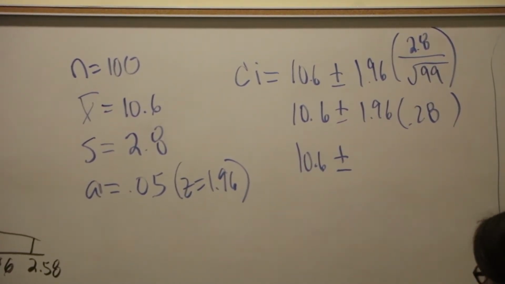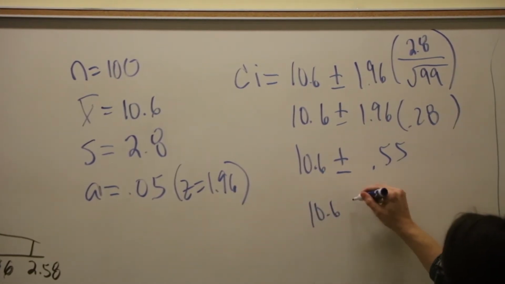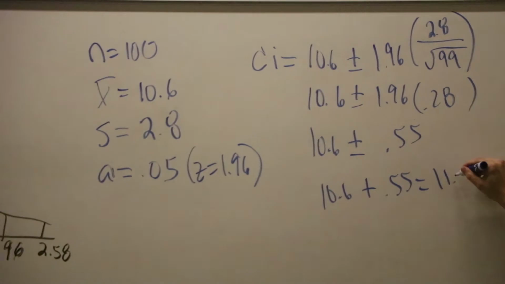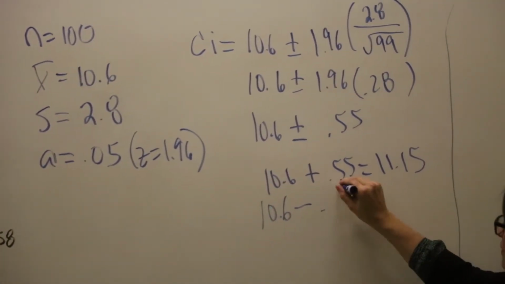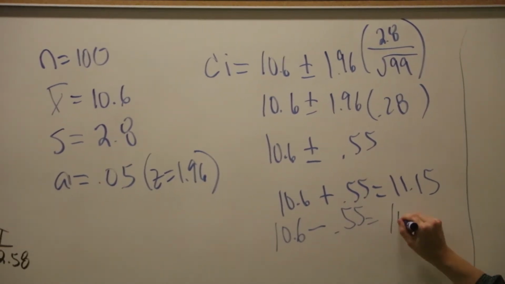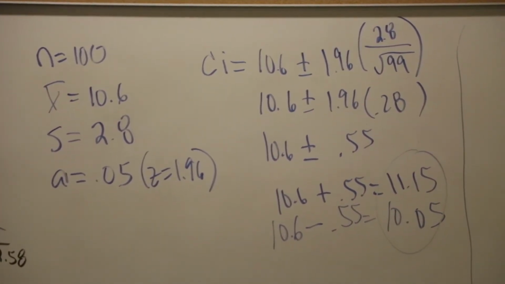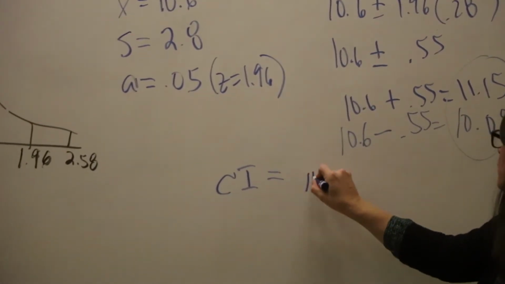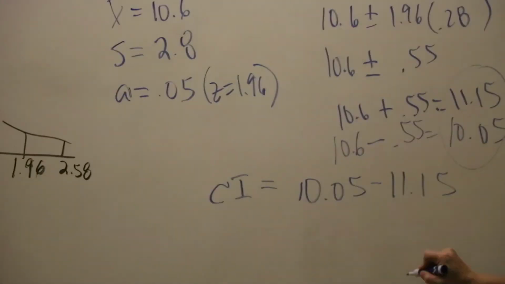Then if you multiply those, you'll end up with 0.55. Then I'm going to take 10.6 and add 0.55 to give me 11.15. And then I'm going to take my 10.6 and subtract 0.55 to give me 10.05. So this is where my range is going to come from, my confidence interval. Confidence interval now equals 10.05 to 11.15.